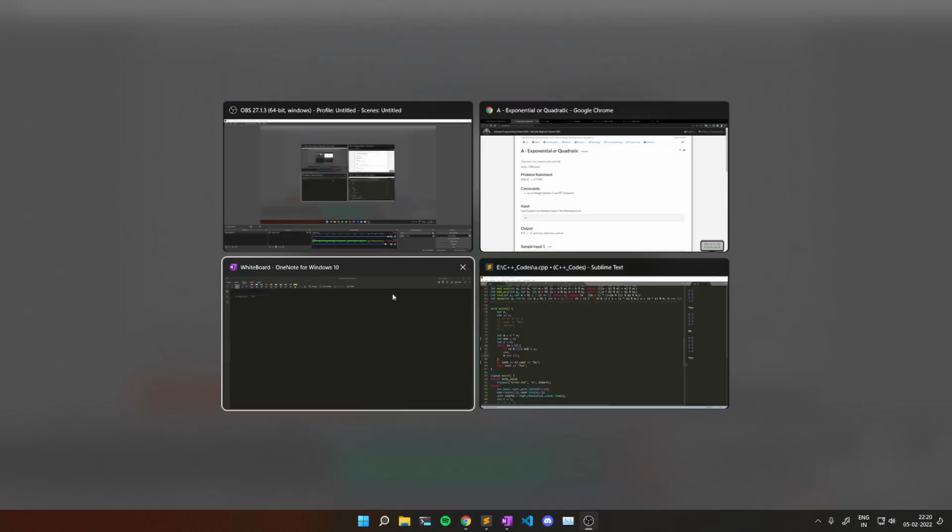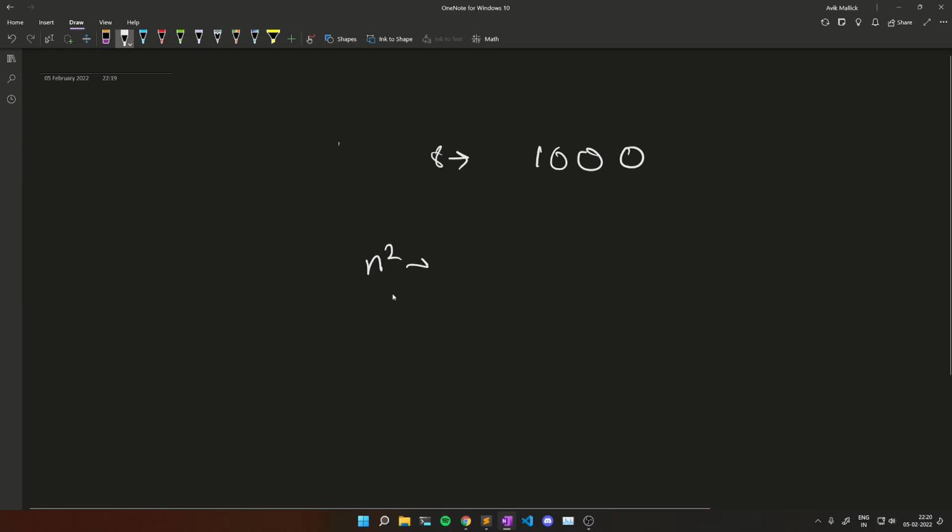So we know that any power of 2 has only one set bit in its binary representation, and any other number which is not a power of 2 will have more than one set bit. For example 8 has a binary representation like this. Now for n square we can get its MSB by bit manipulation.